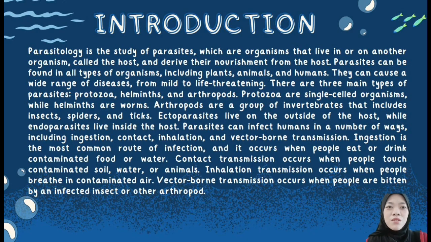For the introduction, parasitology studies parasites which live in or on a host and derive nutrients from it. They can cause various diseases and can be found in plants, animals, and humans. There are three main types, which are protozoa, helminth, and arthropod.